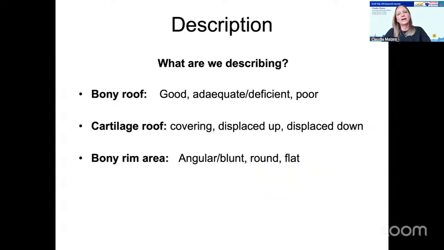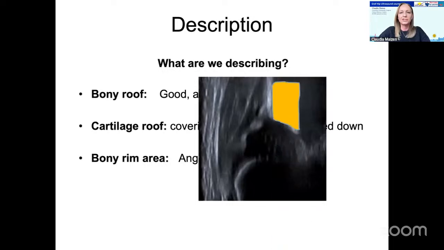So when we're describing a hip, what are we actually describing? We are describing the bony roof, we describe the cartilage roof, and we describe the bony rim area. So in our picture, this is our bony roof, our cartilage roof. As soon as we're coming to the turning point, where the bone lifts away from the femoral head, is where the cartilage roof is actually covering the femoral head.